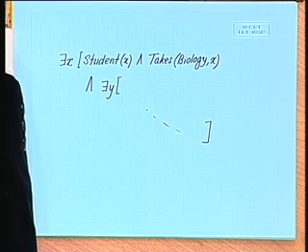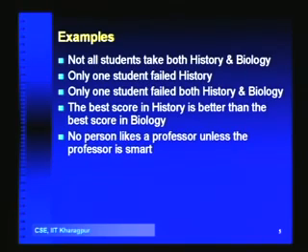Okay. No person likes a professor unless the professor is smart, right. So, try writing this out. No person likes a professor unless the professor is smart. Instead of no person, just make it no one. No one likes a professor unless the professor is smart. So, when you say no one, then you just will not have to write that person x, right.